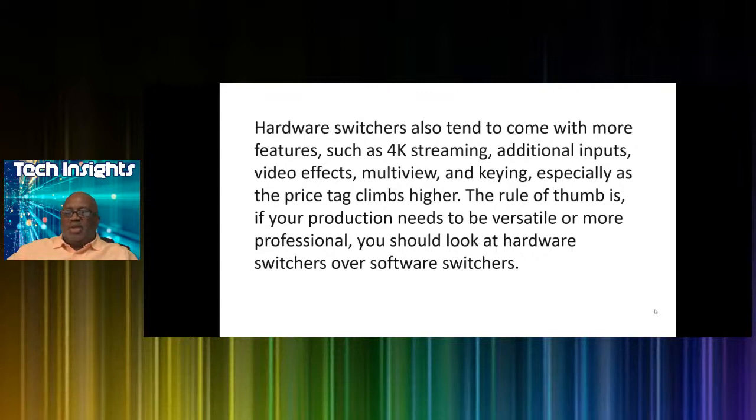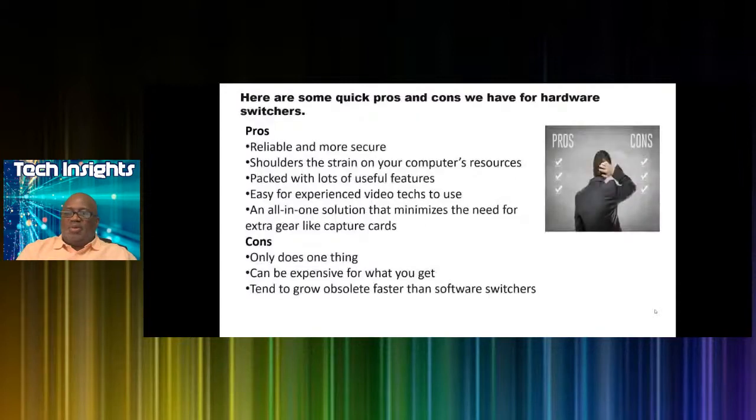The reason I went with the A10 Mini Pro and Extreme is because for the money, the next step up from those two is pricey. The A10 Mini Pro is $495, and the A10 Mini Extreme, which is an 8-channel switcher, is under $1,000. But they also have one that records, and I'm not going to get into that today. I'll get into more details a little bit later on. But the rule of thumb is, if your production needs to be versatile or more professional, you should look at a hardware switcher over software switchers, which is absolutely true. That's why I'll go into more details on how to use the A10 Mini Pro and some of the other hardware switchers.